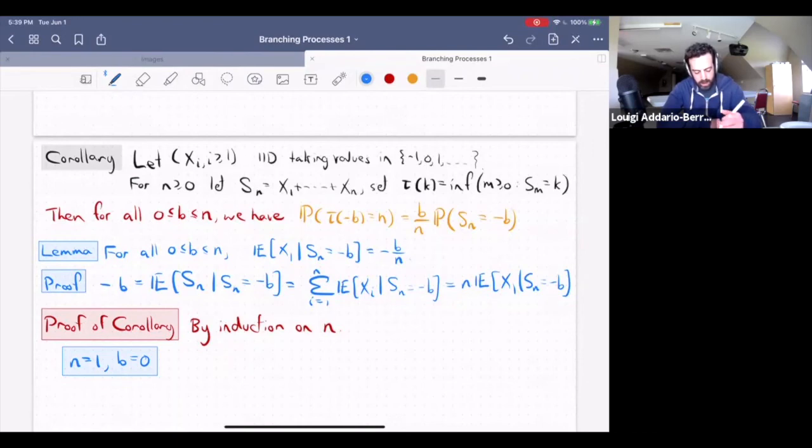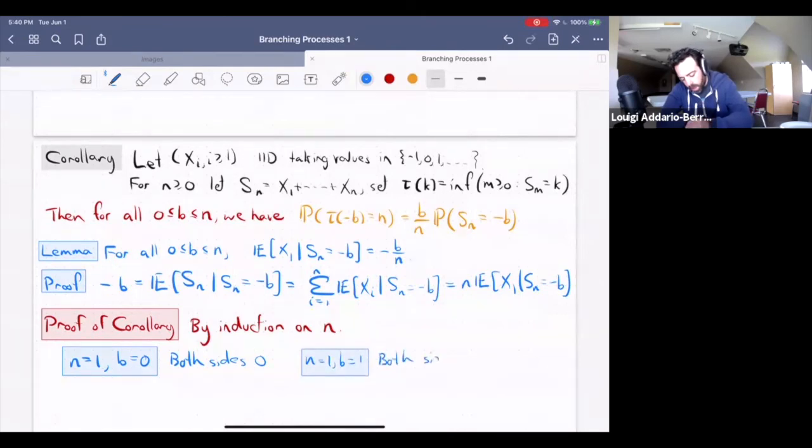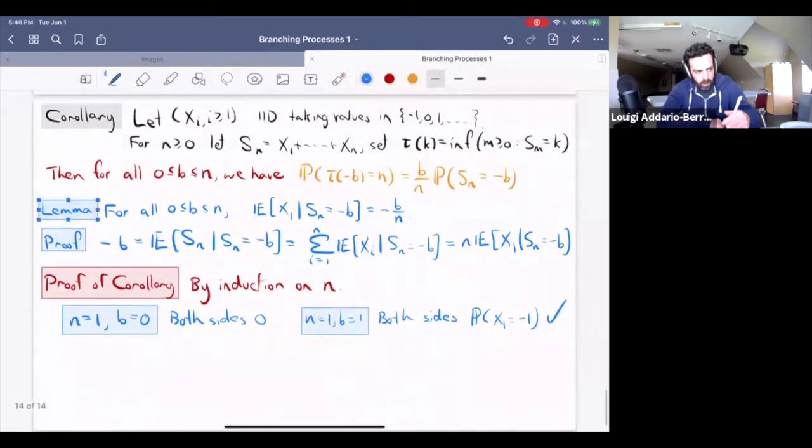So we have some small cases to take care of. If n is 1, then there are two cases, b is 0 or 1. If b is 0, then both sides are 0. The first hitting time of 0 is not 1, it's 0, and the right-hand side is 0. And if n is 1 and b is 1, then both sides are just the probability that x1 is minus 1. When I talk about both sides, I'm talking about both sides of the identity we're trying to prove. So the n is 1 case is fine.